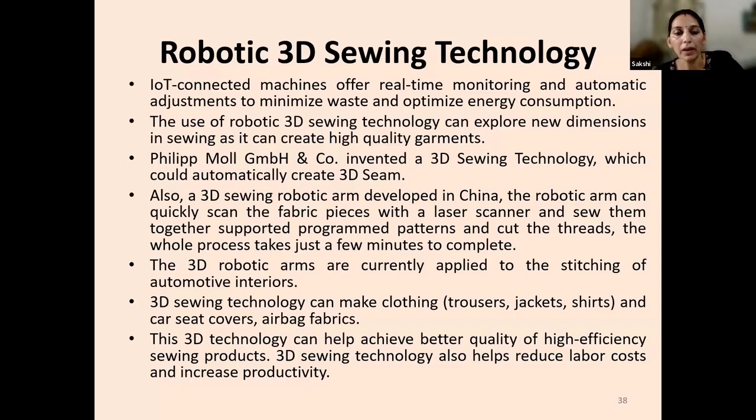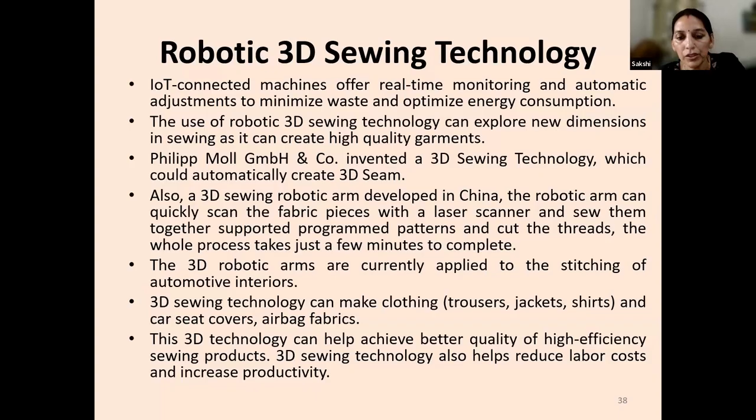A 3D robotic arm is applied for stitching automotive interiors, and 3D sewing technology can make clothes like trousers, jackets, shirts, and t-shirts, as well as car covers and airbags.